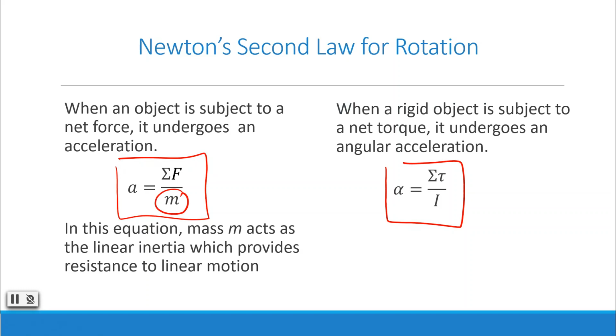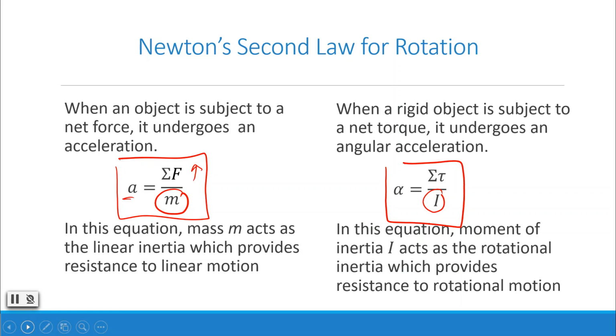So mass was the equivalent of linear inertia. The more mass an object has, the more resistance to changes in its motion. So I'd have to apply a bigger force to get the same acceleration if I have a larger mass. Well, what's the rotational equivalent of that? Well, the rotational equivalent is rotational inertia, which we use a capital letter I. So it's sometimes called rotational inertia or moment of inertia.